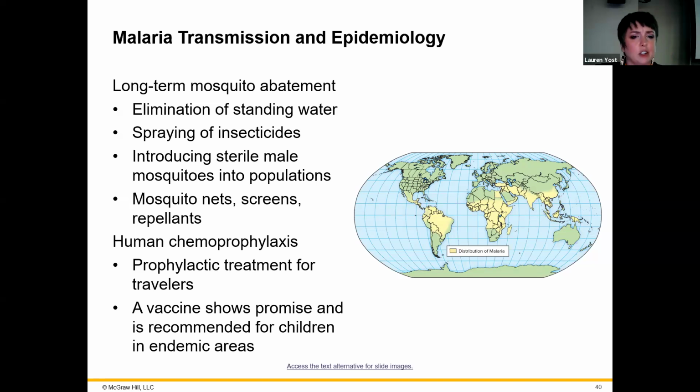And then, of course, protecting yourself with nets, screens, and repellents. If you're traveling to areas that are endemic for malaria, you're supposed to go see a doctor and go on chemoprophylaxis. This means that we're going to put you on drugs that treat malaria before you go to these places to prevent you from getting the malaria.